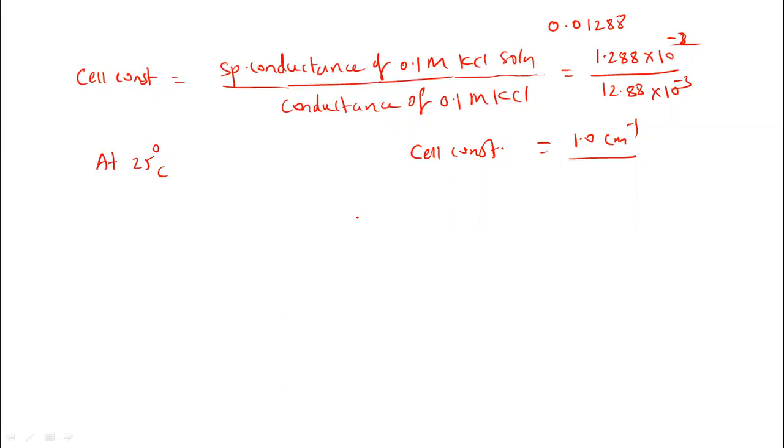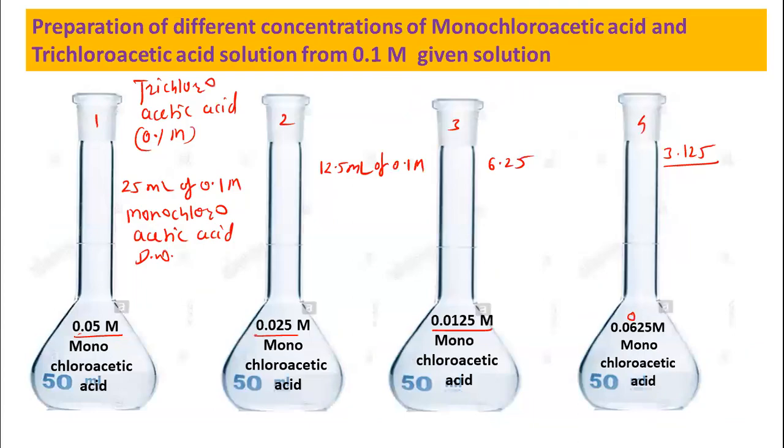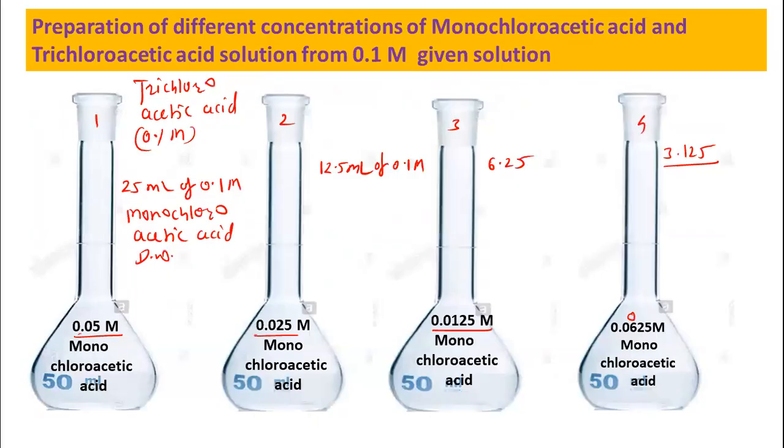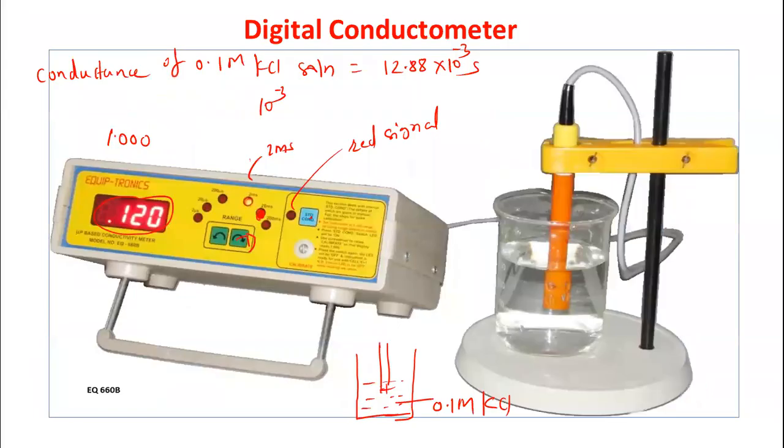Now after the determination of the cell constant, the next part is to measure the conductance of monochloroacetic acid solution and trichloroacetic acid solution. We have already prepared the solutions of monochloroacetic acid and trichloroacetic acid. We have to measure the conductance of each solution.